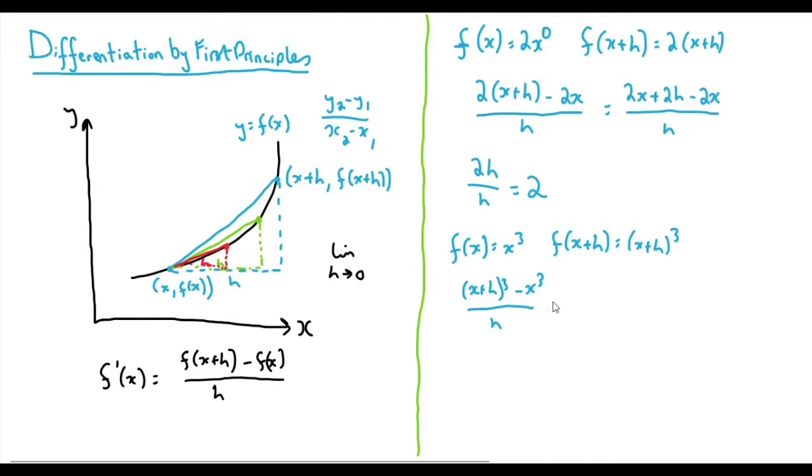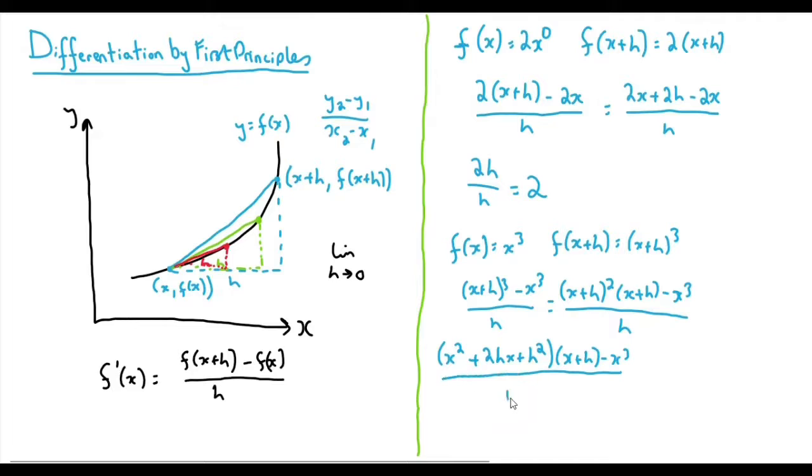If you're not sure how a cubic bracket is going to expand, which is fine, you'll do it first as a square bracket, so the x plus h squared, and then times that by x plus h afterwards. So squaring the bracket first, that's going to be x squared plus 2hx plus h squared. That's being times by x plus h, minus x cubed over h.